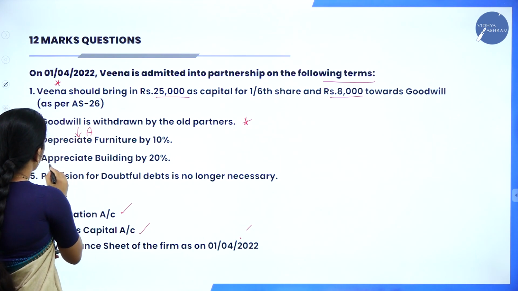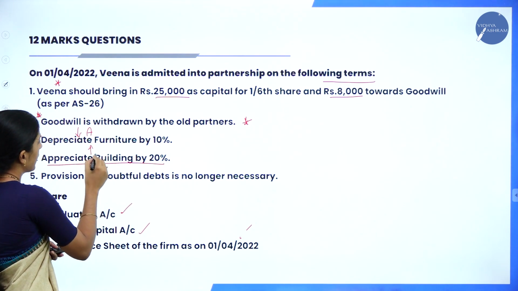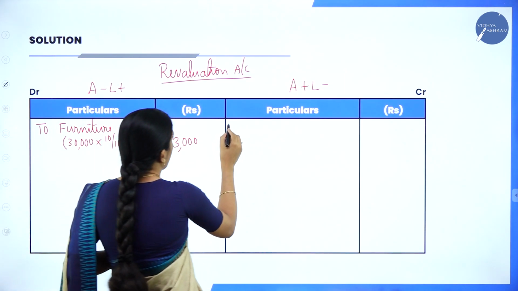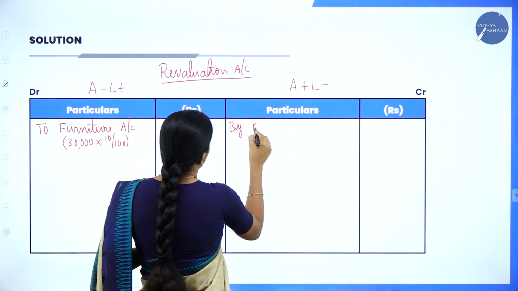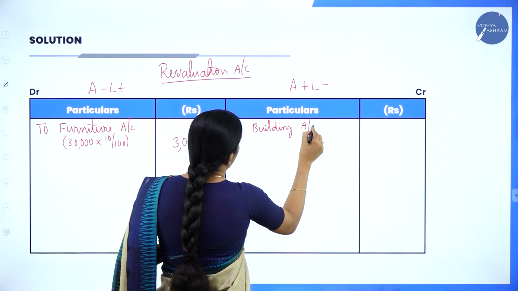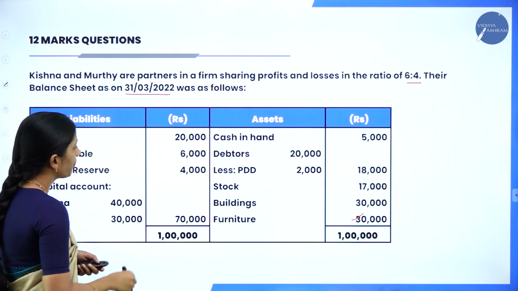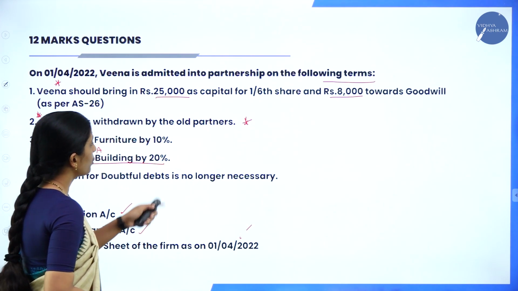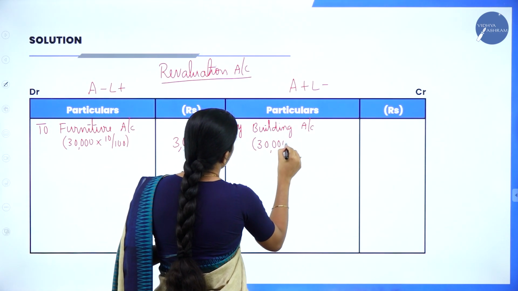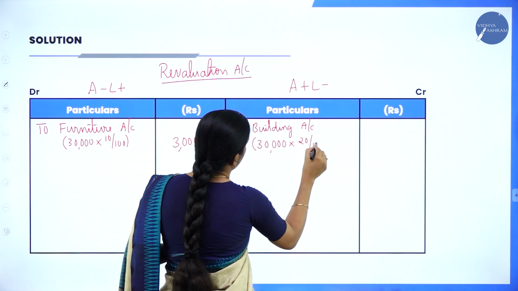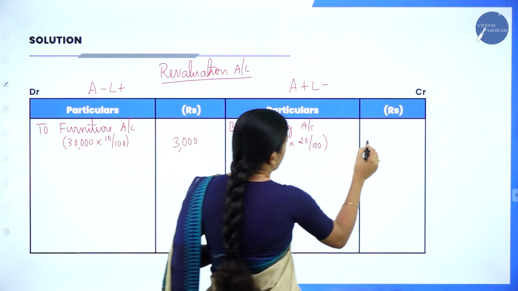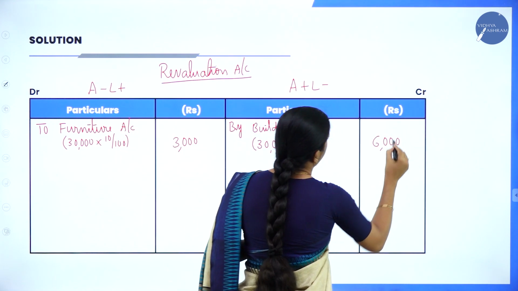Next one, appreciate building. Appreciation means what? Increase. Increase in asset. Where do we record? In the credit side. So by building account A plus. And the value of building is 30,000 into percentage 20%. So 30,000 into 10% means 3,000. So 20% means 6,000.